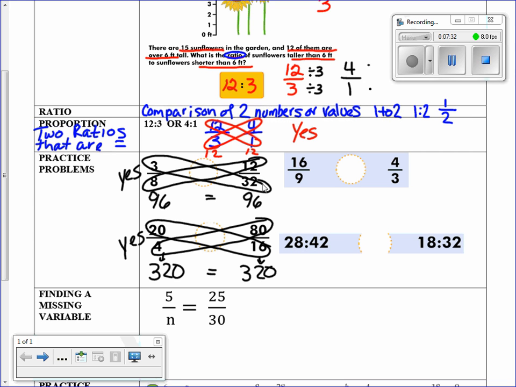Okay, I'm going to go ahead and circle it in red, right over here where we had proportion. I had 12 to 3 and 4 to 1. All right, very similar, different numbers, but very similar. Look how I rewrote it. I rewrote it as 12 over 3 and 4 over 1. Okay, so use that to help you do this one here with the 28 to 42 and the 18 to 32. We'll go over those answers in class.